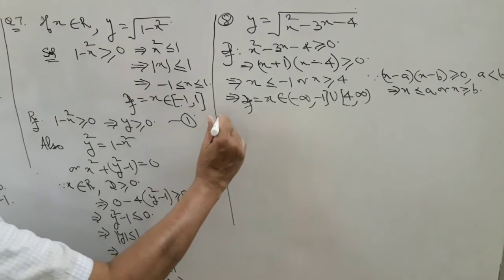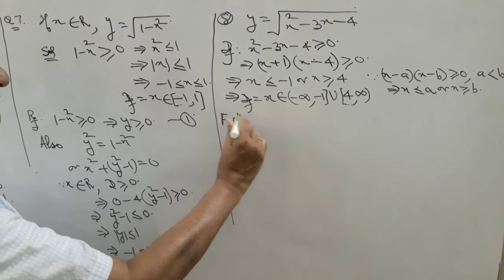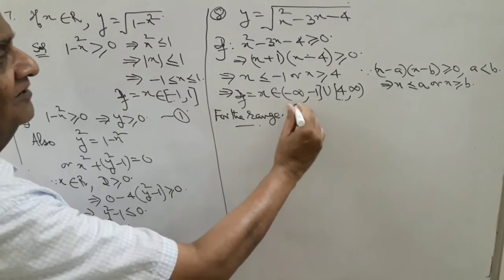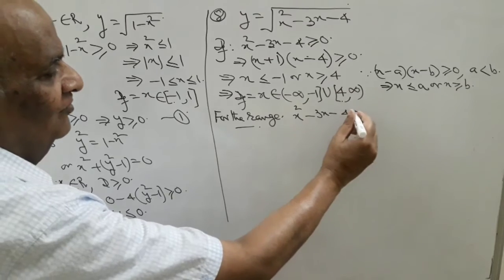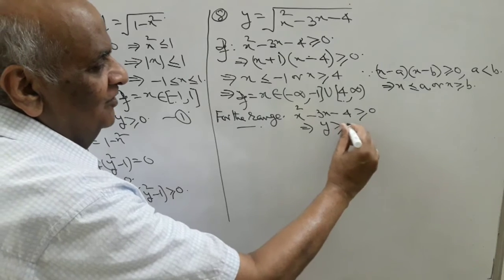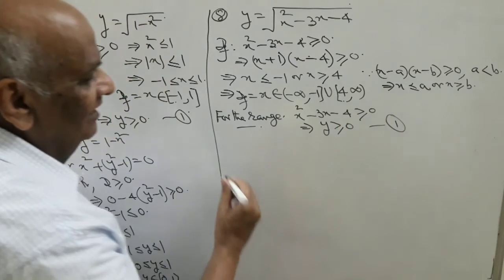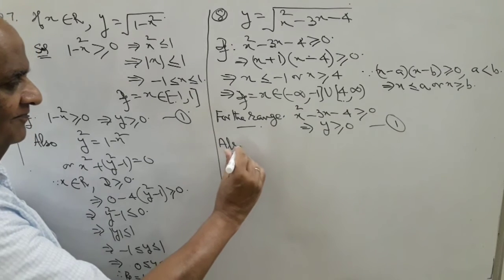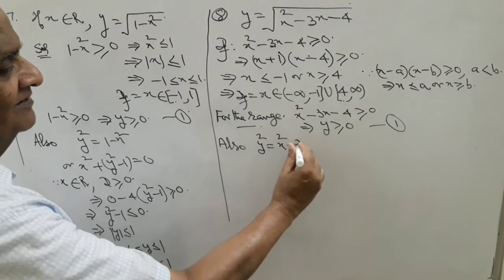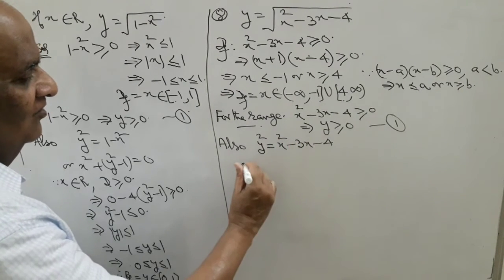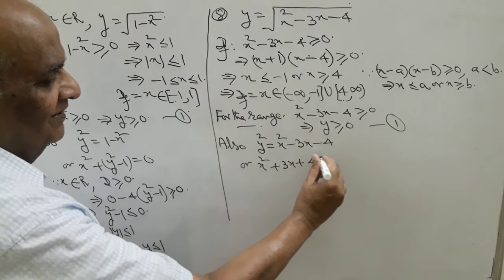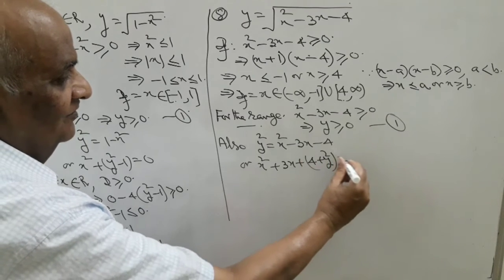Now for the range, please underline this. x square minus 3x minus 4 greater than equal to 0 implies y is greater than equal to 0. This is number 1. Also, because x is real, y square is equal to x square minus 3x minus 4, or x square minus 3x minus 4 minus y square is equal to 0.